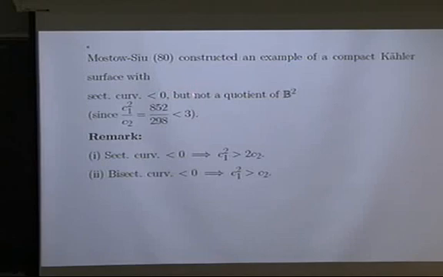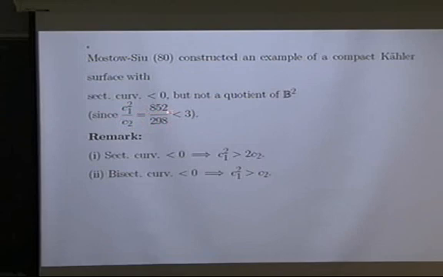And we call this the numerical characterization of a ball quotient, which says that a compact complex surface is a ball quotient if and only if C1 squared is equal to 3C2. So in this case, if you compute C1 squared and C2 and compute the ratio, it turns out it's 852 over 298. So it's less than 3, so it's not a ball quotient, once you compute these ratios of the Chern numbers.